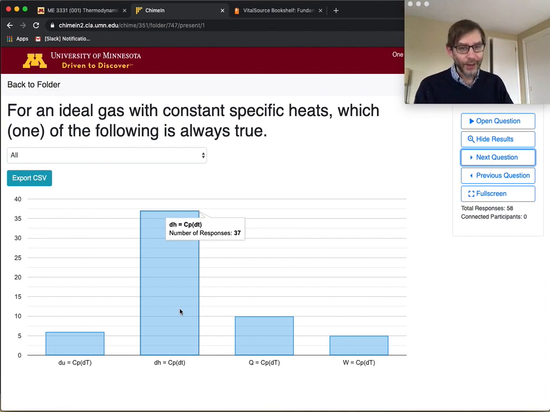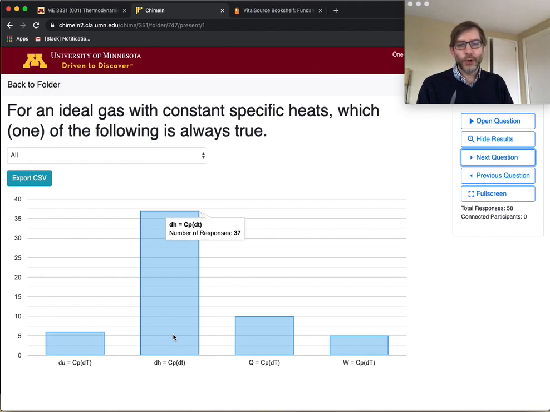So we have dH equals Cp dT, and that's true. This is the definition: dh/dT equals Cp. That's the correct answer for constant specific heat. If it wasn't constant, it would be an integral, right? It would be the integral of Cp dT, because Cp would be changing with temperature.